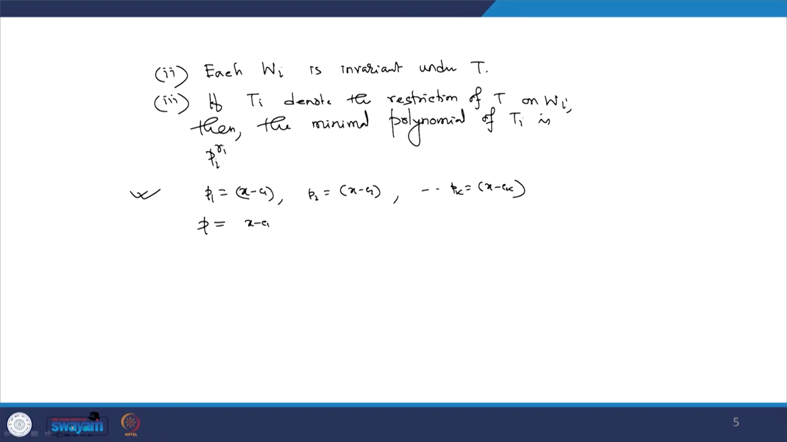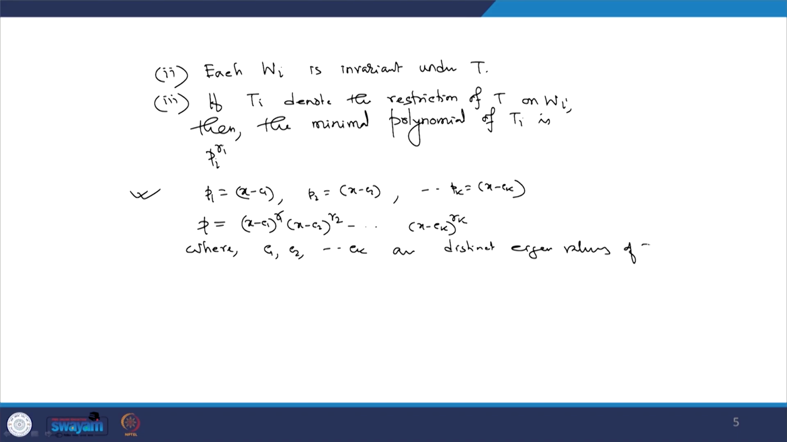So, in that situation the minimal polynomial will be of the form (x minus c1) to the power r1 into (x minus c2) to the power r2 and so on up to (x minus ck) to the power rk, where c1, c2, ..., ck are distinct eigenvalues of the operator T.